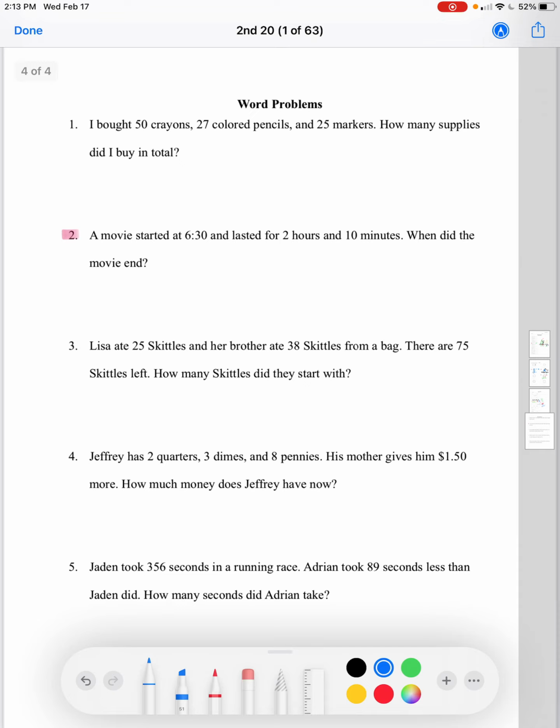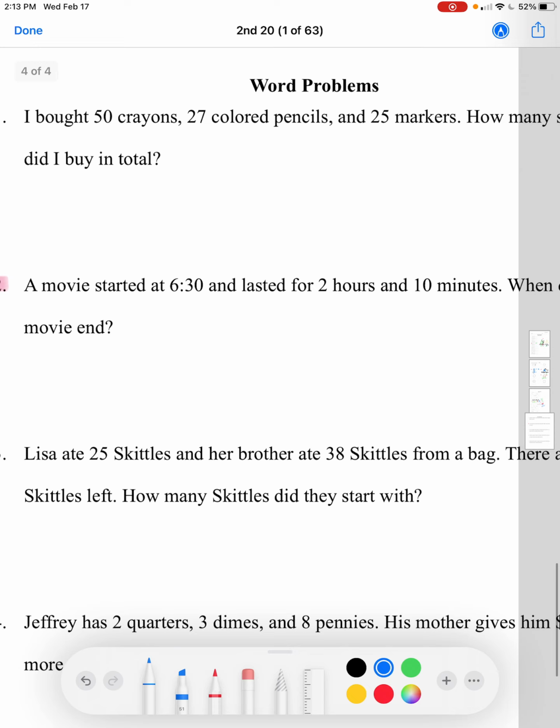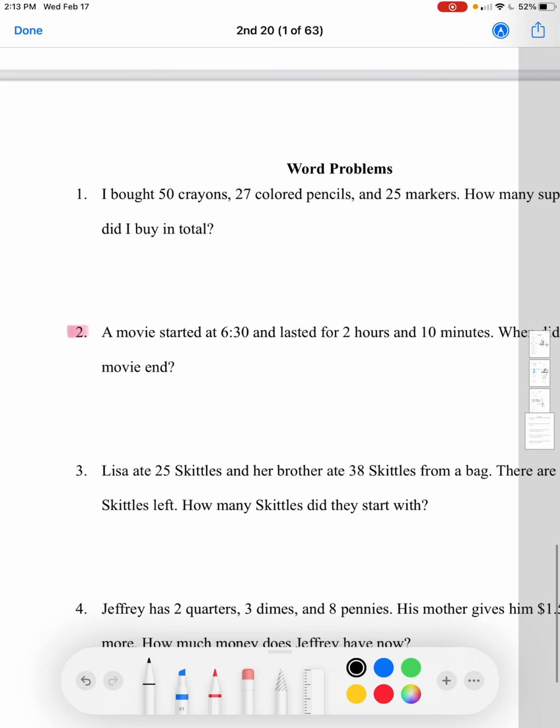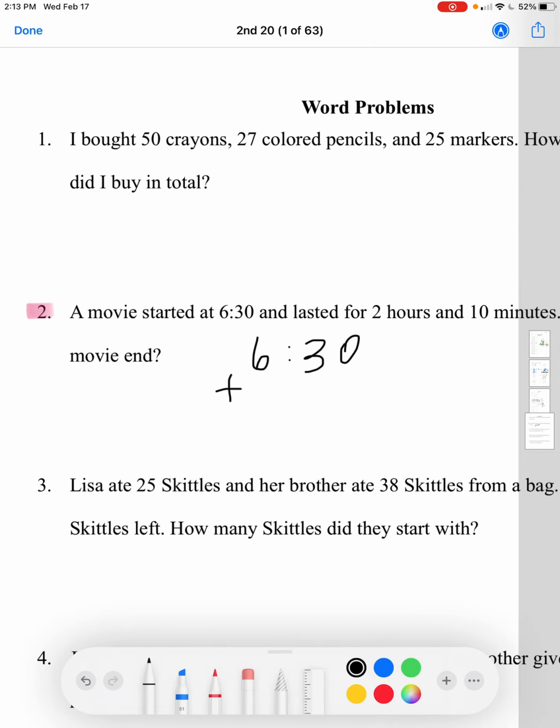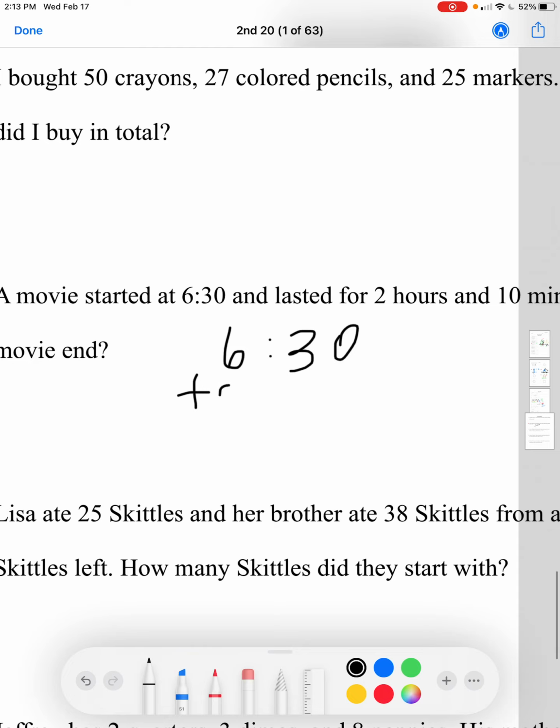And lastly, we'll go over a word problem. Let's go over number 2. It says, a movie started at 6:30 and lasted for 2 hours and 10 minutes. When did the movie end? So let's write out the time, and we're going to add. Because if the movie started at 6:30 and it lasted for 2 hours and 10 minutes, then the movie ends 2 hours and 10 minutes after. So we're going to add.